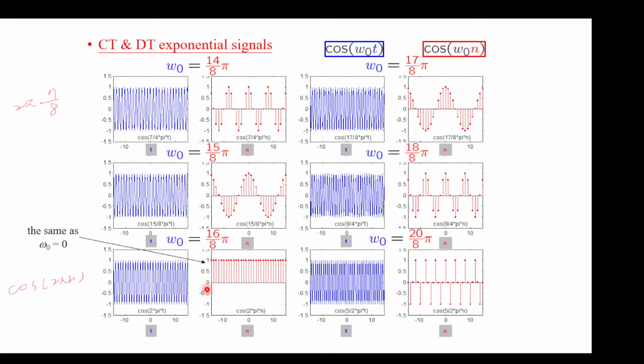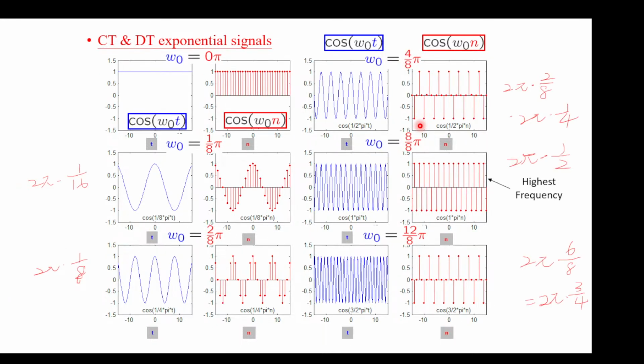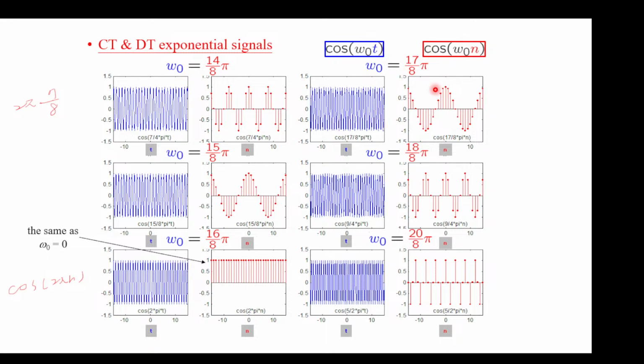And then if you increase your omega naught even more, we start seeing why we say the frequency is periodic for discrete signals. When your omega naught is 17 over 8 pi, then the signal is actually exactly the same as if you subtract 2 pi from this. So this is equal to 2 pi plus 1 over 8 pi. So this signal is the same as the 1 over 8 pi signal.